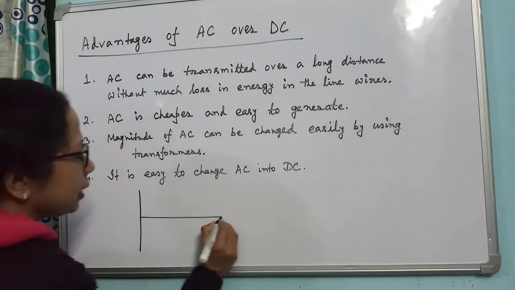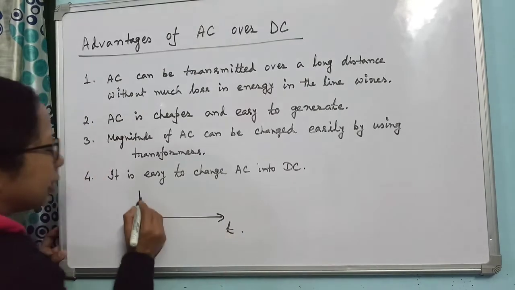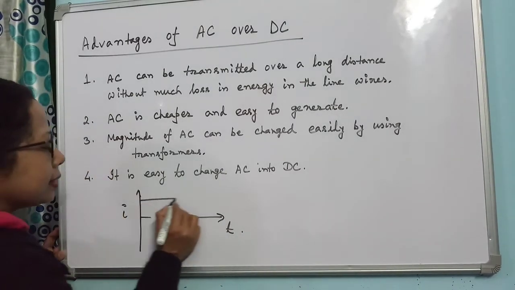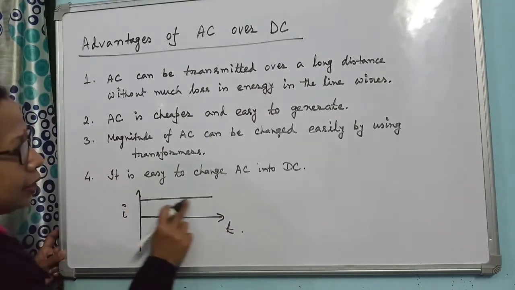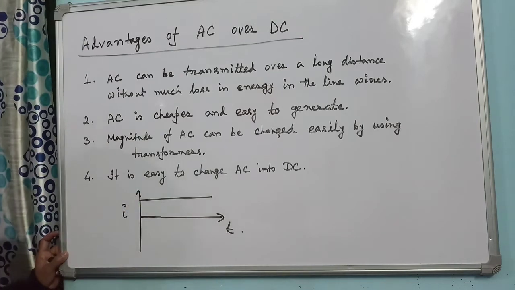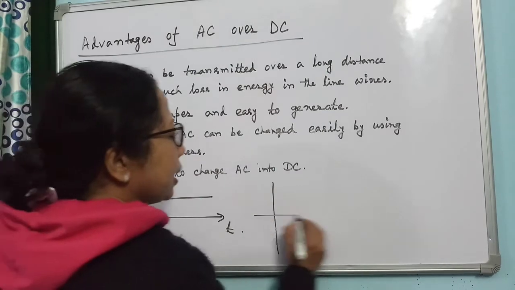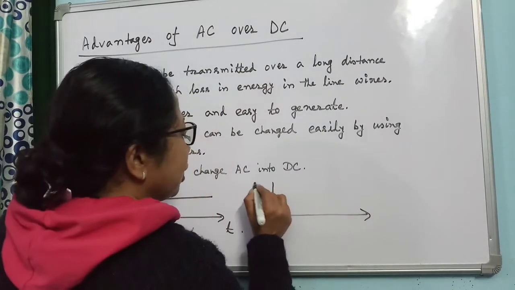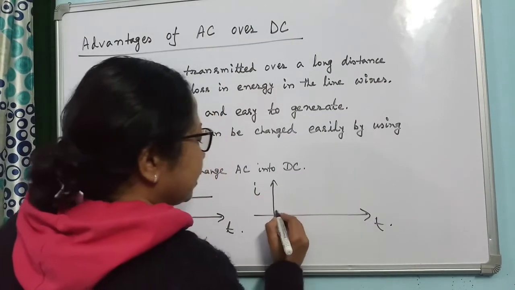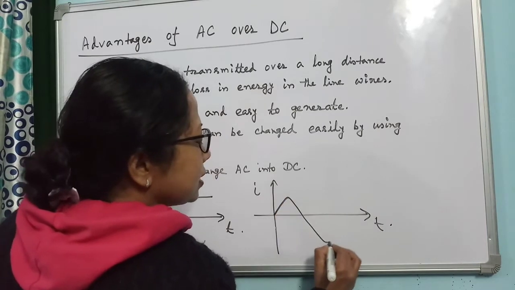If you consider a direct current, if I draw the diagram, then direct current looks like this. You see the magnitude is constant and the direction is also constant. It is direct current. But if you consider an alternating current, it looks like this. You see what is happening.